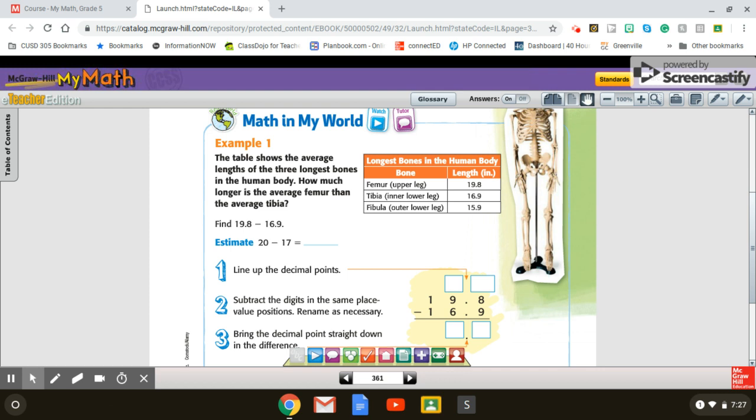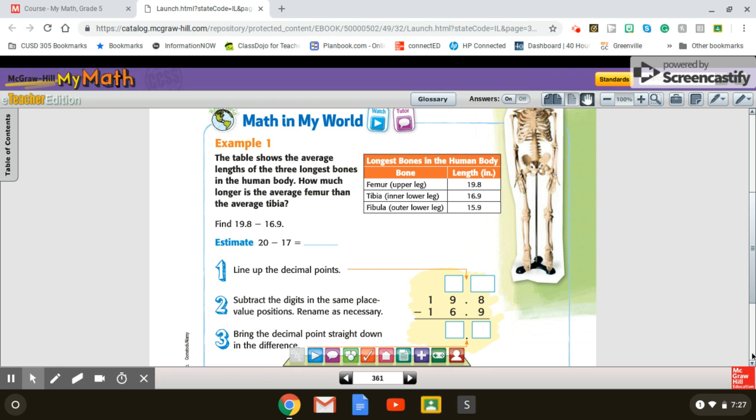First example: the table shows the average length of the 3 longest bones in the human body. How much longer is the average femur than the average tibia? We've got all the lengths right here. So we want to find the average femur and the average tibia. We're going to take 19 and 8/10 minus 16 and 9/10. So we line up the decimal points, and it would look like this.